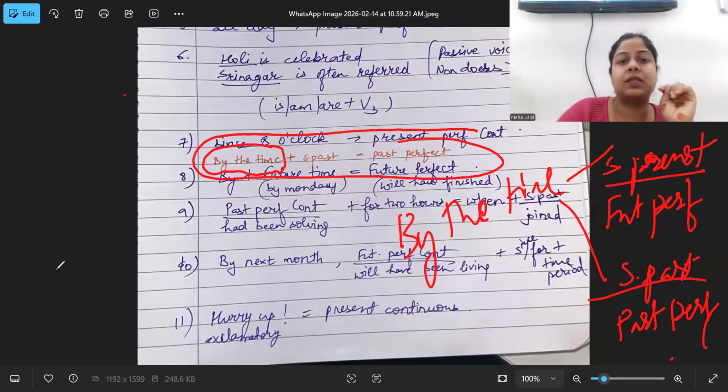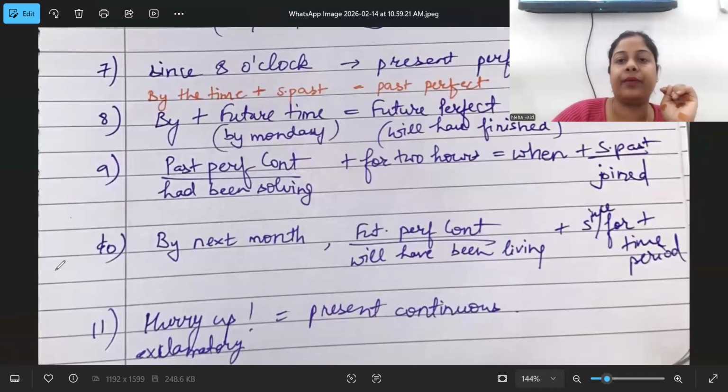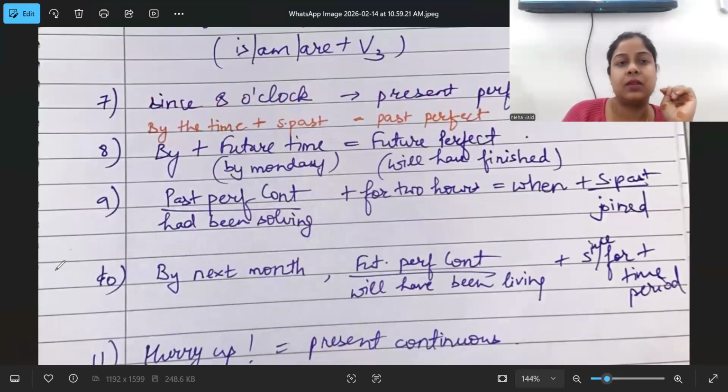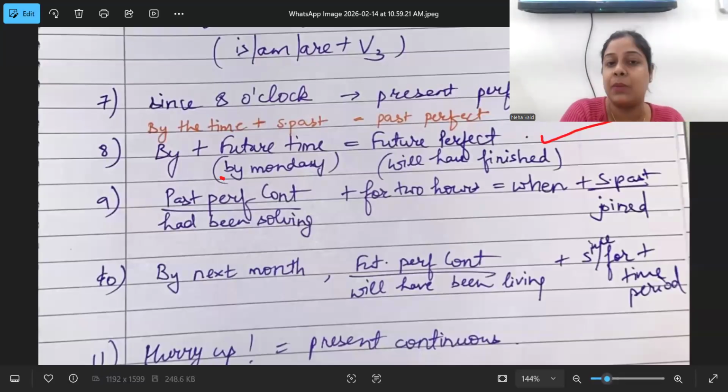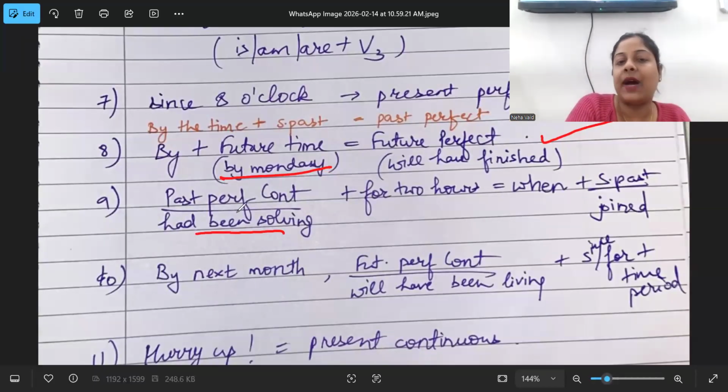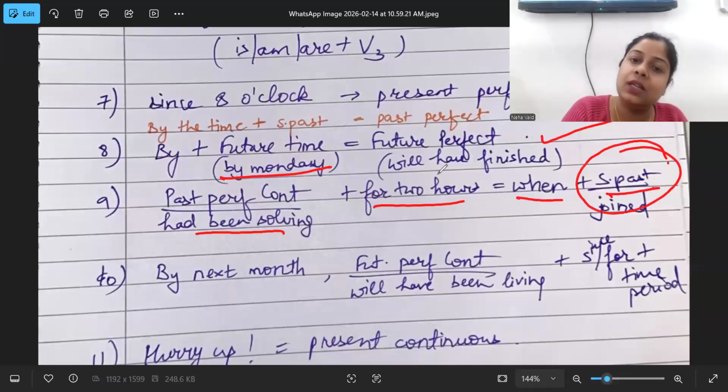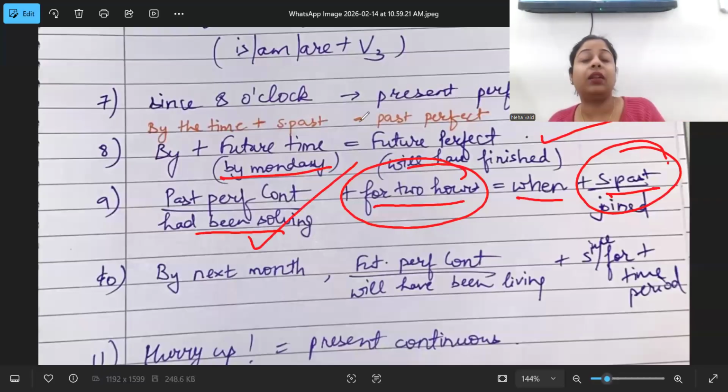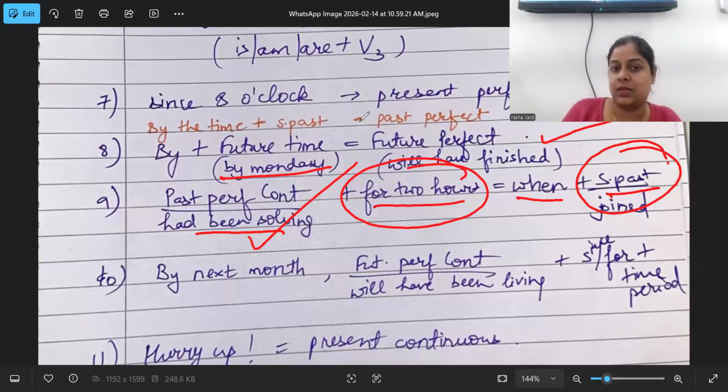Next, we have the concept of past plus future time. That is the by plus future time. When we are having future perfect, this I told you, not only with simple present, by Monday. So we'll have finished because we are giving a deadline कि ऐसा Monday तक हो जाएगा. Had been solving, past perfect continuous, for 2 hours when plus simple past. So I told you when simple past is given and since or for is given, we'll prefer using past perfect continuous. This is again a very common mistake done by the kids.